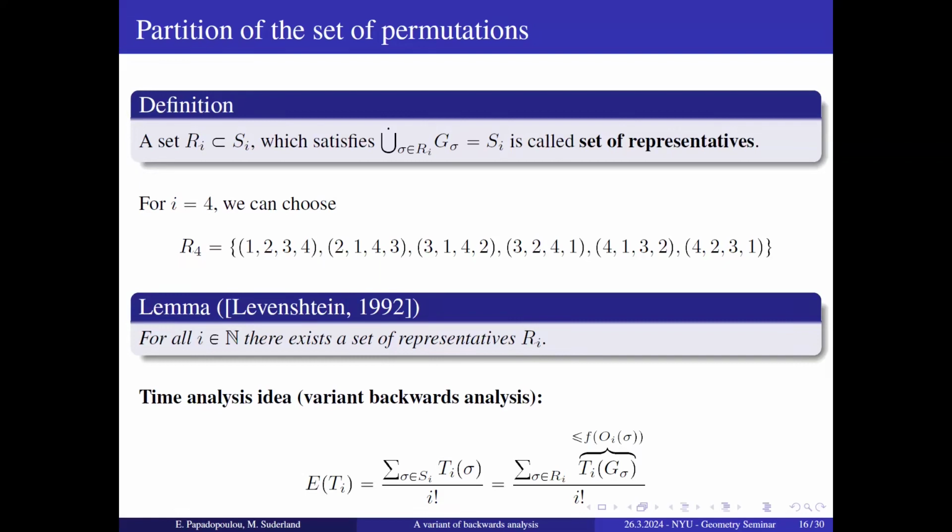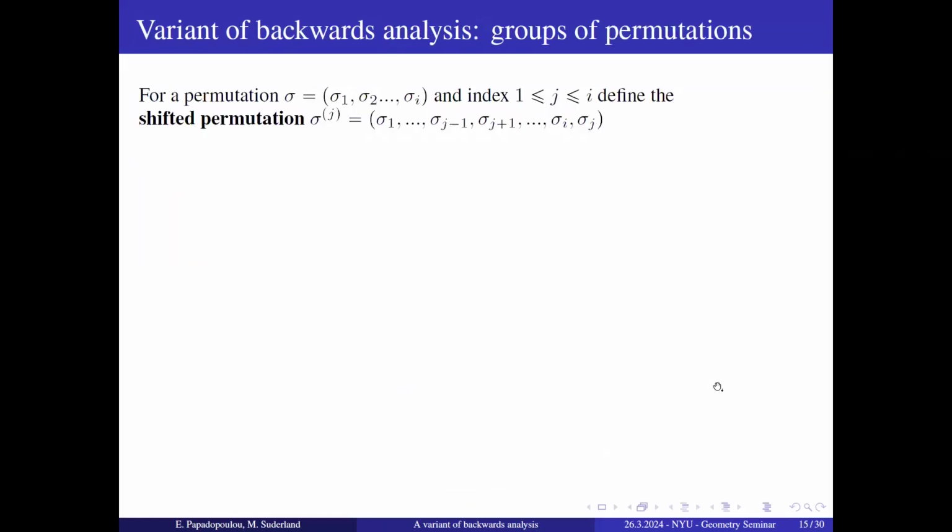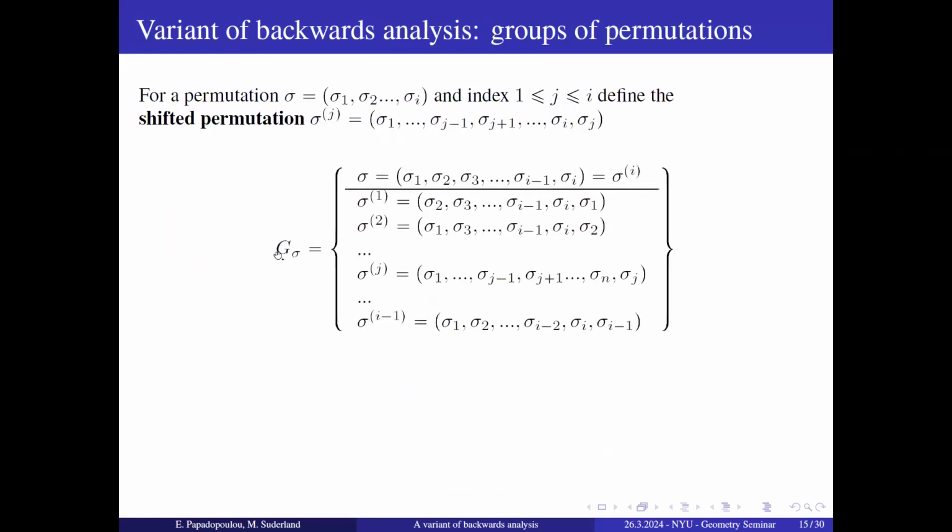G of sigma, I'm just trying to understand the notation. G of sigma is what again? G of sigma is this group of permutations, these i permutations, consisting of moving any given position to the end, each time applied to the original sigma. I see. Okay.